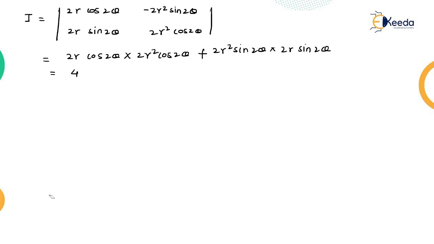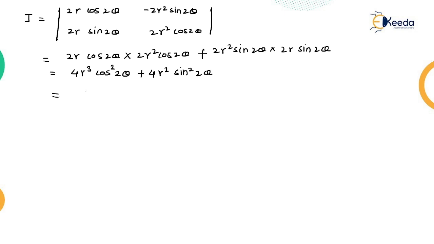2r cos 2 theta and 2r square. So 2 into 2 that is 4, and r square into r that is r cube, into cos square 2 theta. Cos square 2 theta, right? Now this plus here is again 4r cube sine square 2 theta.